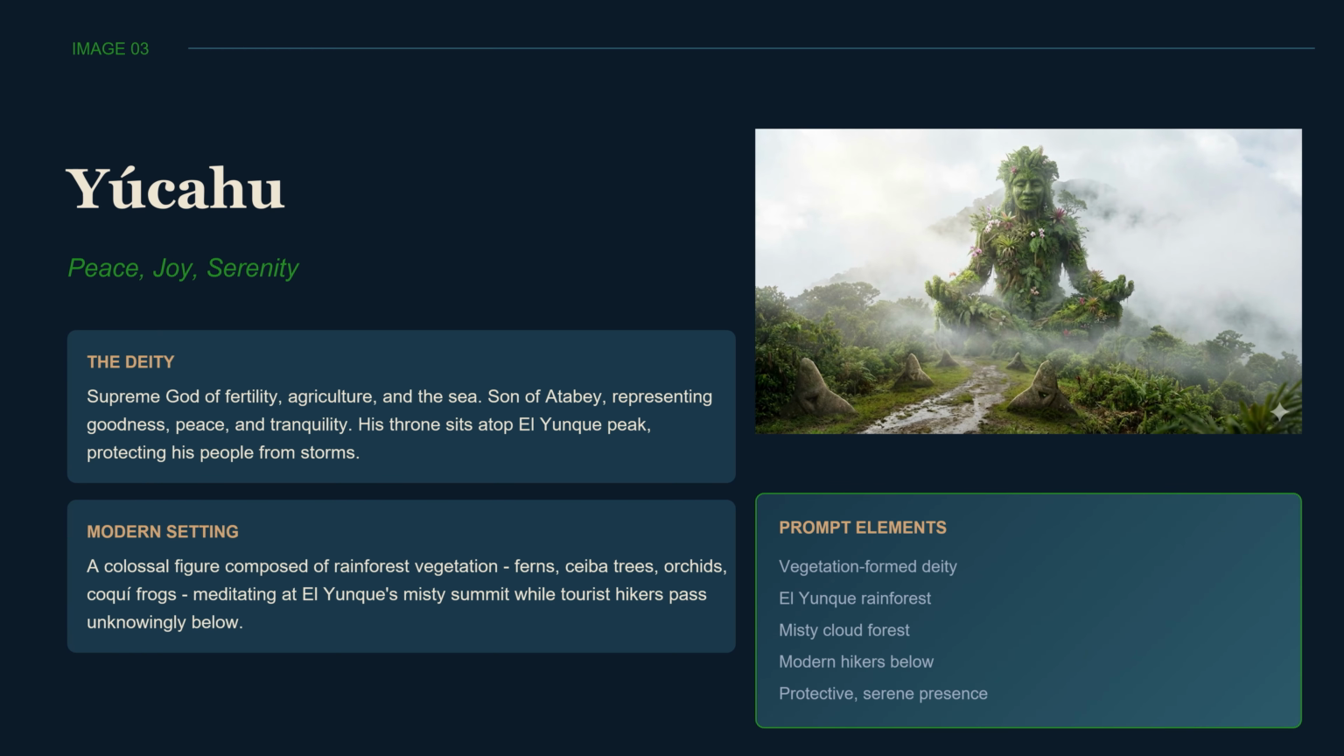We have Yukahu, the god of fertility and peace. I visualize him as a figure made entirely of rainforest vegetation, meditating on a misty summit with a path for hikers below, unaware of his presence.